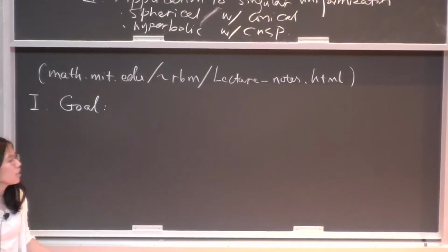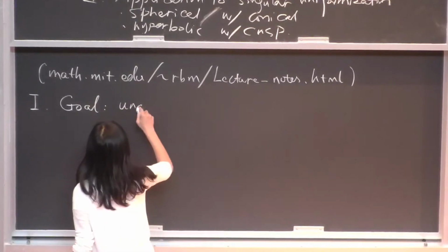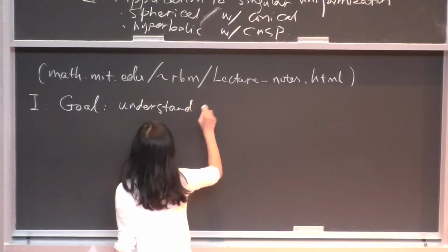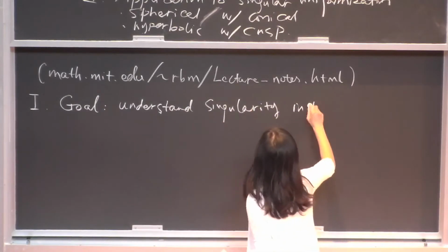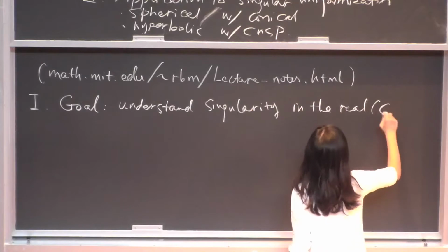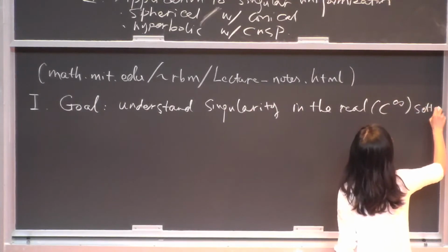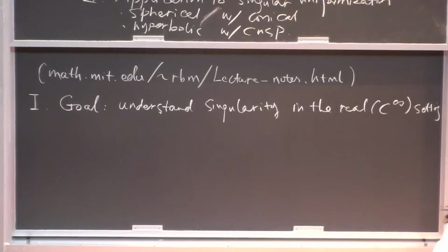Okay, so first of all, let me say, why are we using this? What's the goal? A general goal is that we want to understand singularity in the real setting. In the complex setting, if you have some algebraic geometry background, then you'll know that there is Hironaka's famous singularity resolution theorem, saying that if you keep resolving the singularity, at some point you'll have a smooth complex manifold.